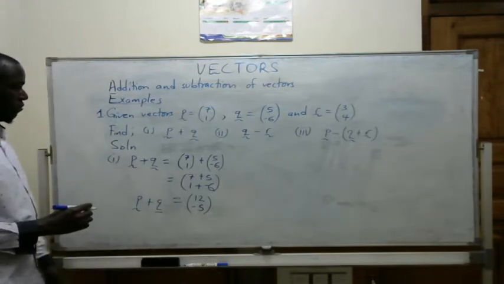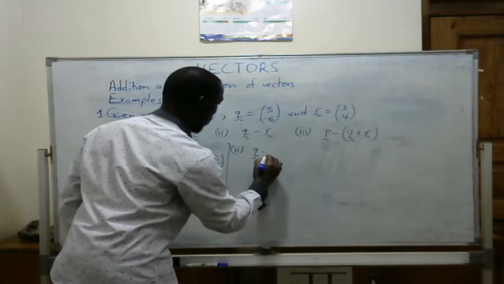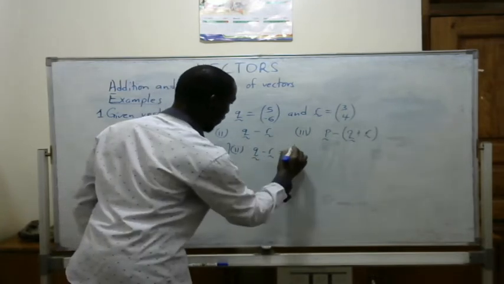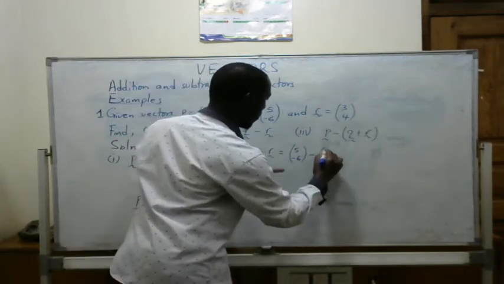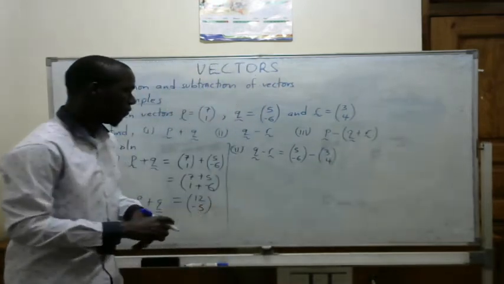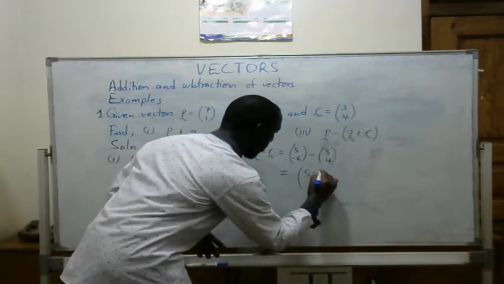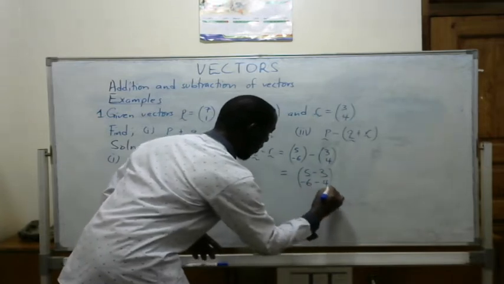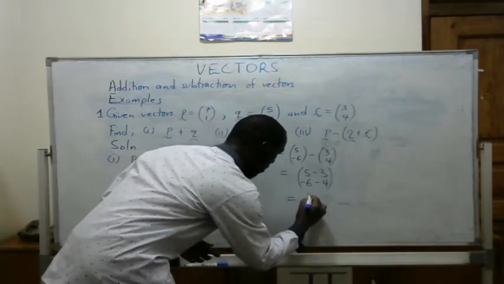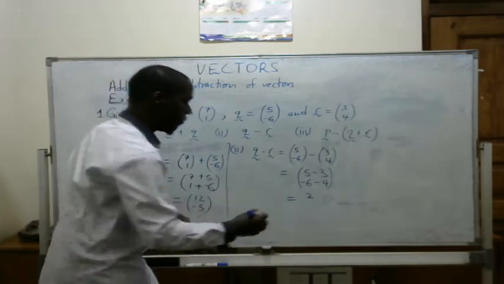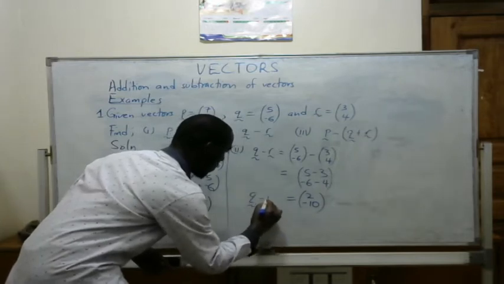Then I can go to my Roman 2, Q minus R. I substitute. Q is 5, negative 6, minus R, which is 3, 4. So we subtract x values, we subtract the y values. So this is 5 minus 3, that's going to be a 2. Then negative 6 minus 4, that's going to be negative 10. So this is my Q minus R.